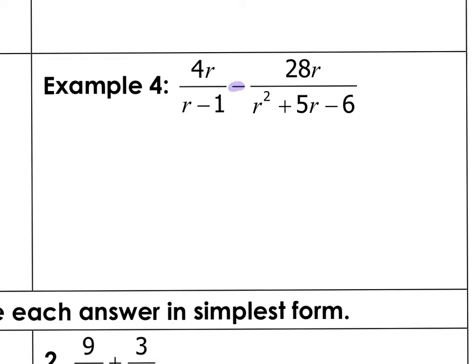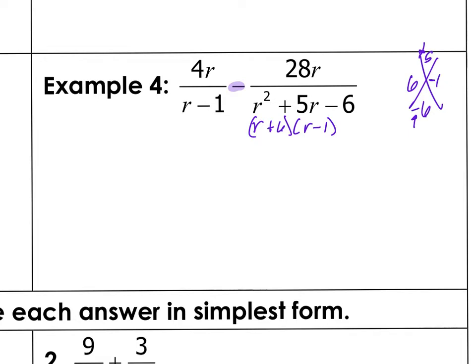The first thing I'm going to do is factor the denominator. So I need two numbers that multiply to be -6 and add to be 5. Well, that is going to be 6 and 1. Since this is a negative and this is a positive, the bigger number is going to be positive, the smaller number is going to be negative. So this factors to r plus 6 times r minus 1.